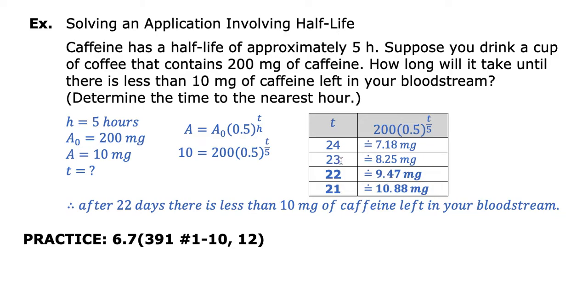So I started moving backwards by 1 hour, and it was still less than 10 milligrams. Back to 22 hours, still less than 10 milligrams, but at 21 hours, the approximate level of caffeine in the bloodstream is 10.88 milligrams. So after 22 hours, there's less than 10 milligrams of caffeine left in your bloodstream.